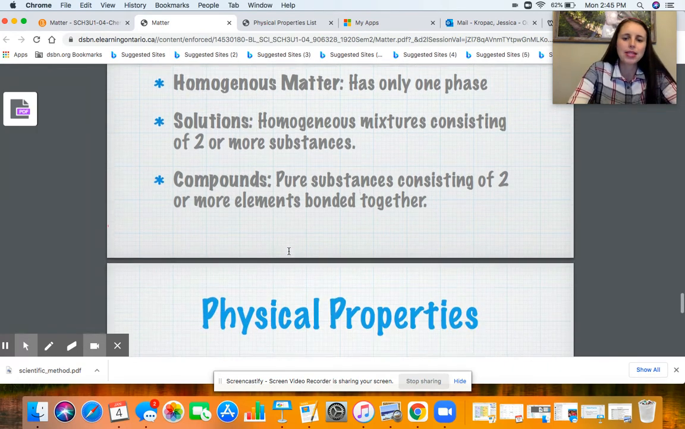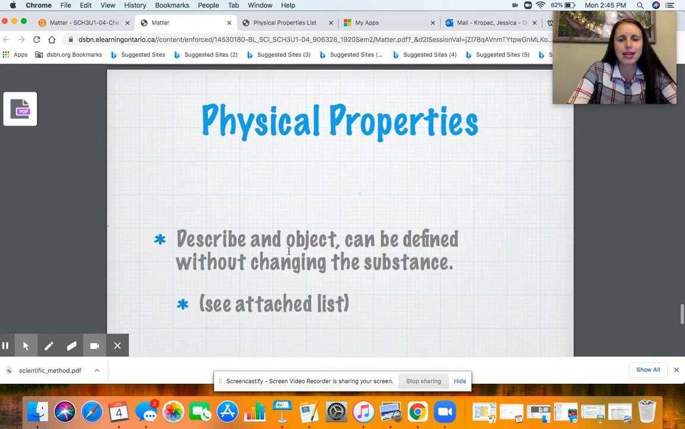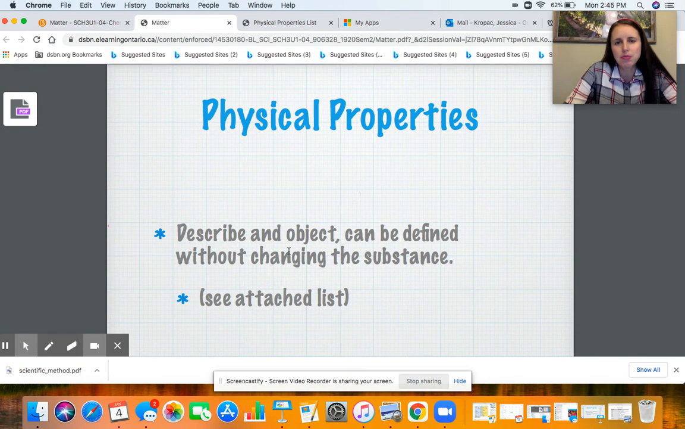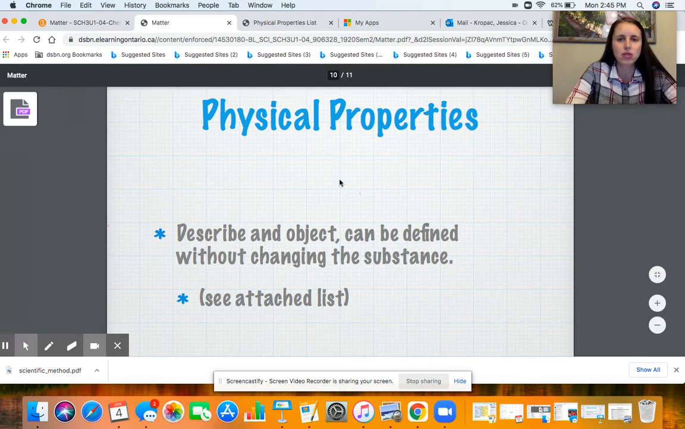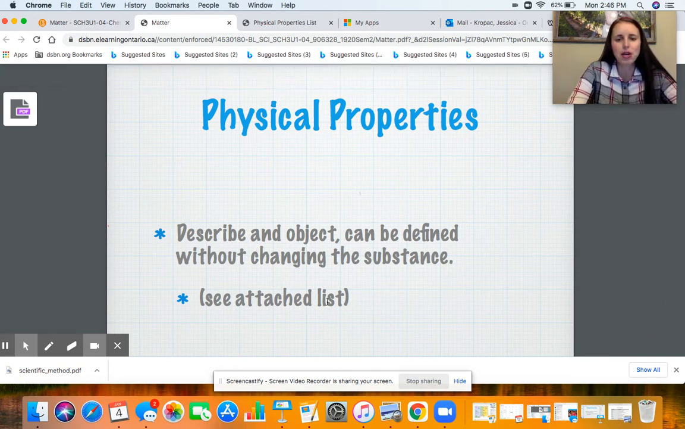Let's remind ourselves of one more thing that we're going to need to know for labs as we go through this year, and that's the difference between physical properties and chemical properties. Oftentimes I'm going to ask you to describe a substance. The reason I ask you to describe a substance is because you're going to be looking for changes. If you don't describe what something looks like to start, you're not going to understand if a change has occurred. One way that we can describe a substance is using physical properties. Physical properties describe an object without actually changing the substance. You can define a substance's physical properties without making any changes to it.